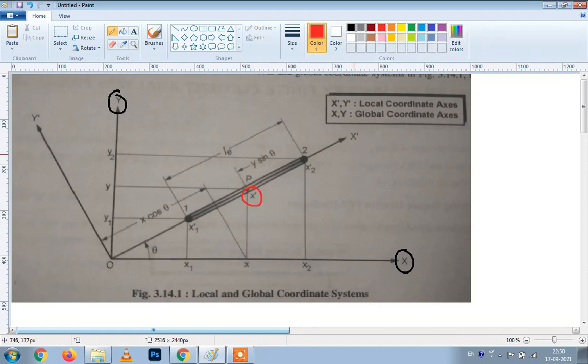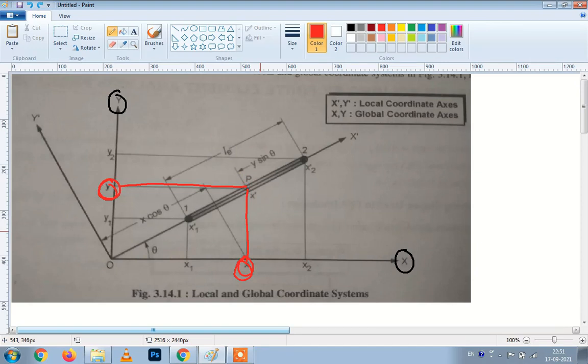Now another term that we see is x dash. It is the local coordinate of any point P on this truss. The x and y, here is x, here is y, are the global coordinates, because if we plot this x dash on the global coordinate system it becomes x, and on the y axis of the global coordinate system it becomes y. So these are the global coordinates of any point P.